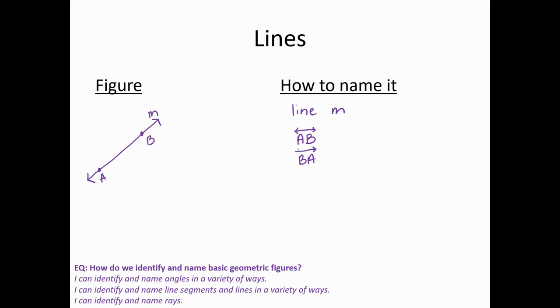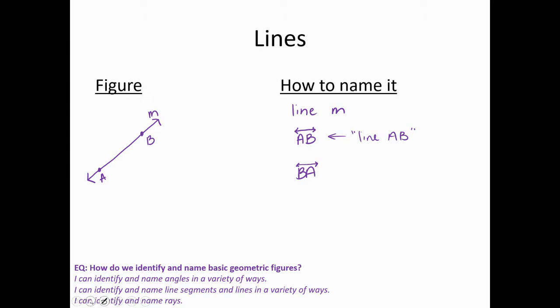So with the information there are three different ways that we could represent the figure: line M, line AB, or we can call it line BA. And notice every time I said line. So this one right here would be pronounced, I'm literally saying line AB. That's what you say. Okay, so hopefully that helps a little bit with that one.